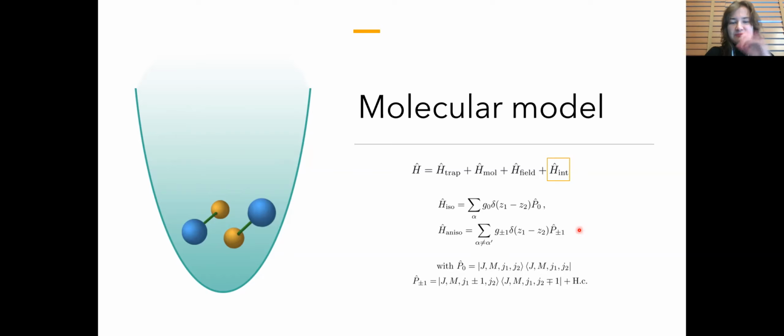So please bear with me for a second. You can imagine it as a way of coupling the rotational states. This anisotropic interaction can exchange rotational momenta between these molecules, and this is the easiest way to understand this anisotropic interaction. Okay, so that's the Hamiltonian.